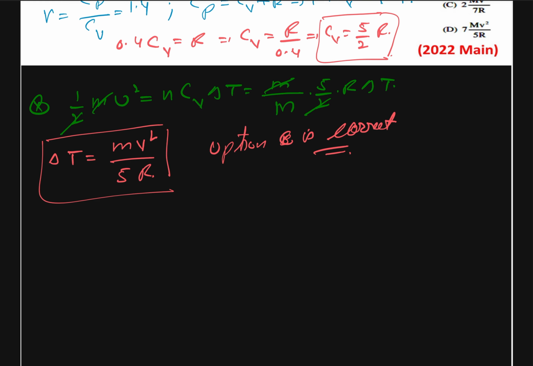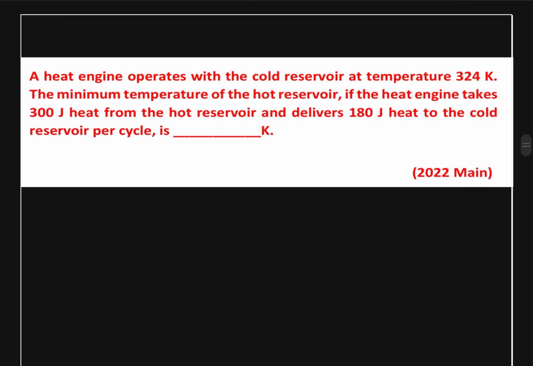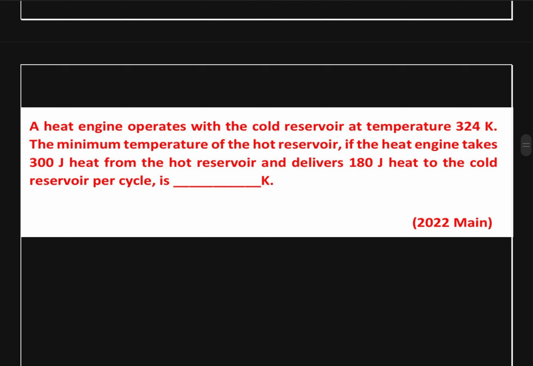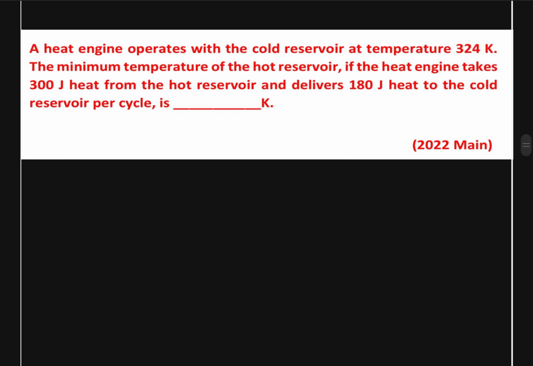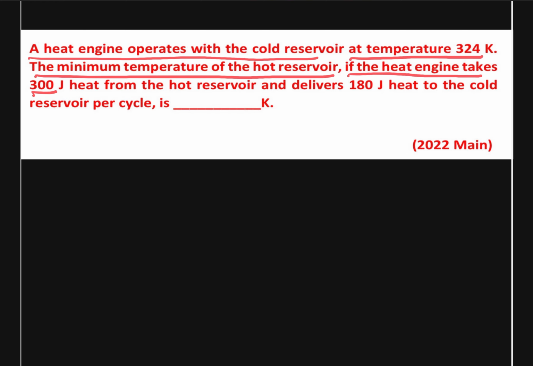Next question. It states that a heat engine operates with a cold reservoir at the temperature of 324 Kelvin. The minimum temperature of the hot reservoir, if the heat engine takes 300 joule heat from hot reservoir and delivers 180 joule of heat to the cold reservoir per cycle, is.